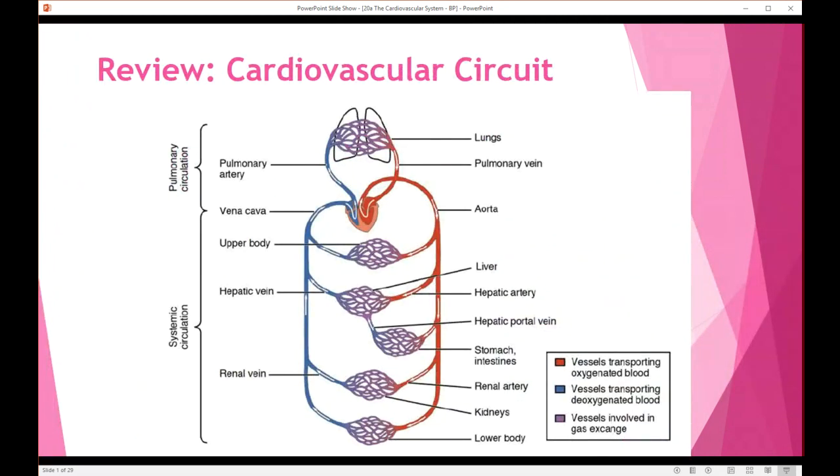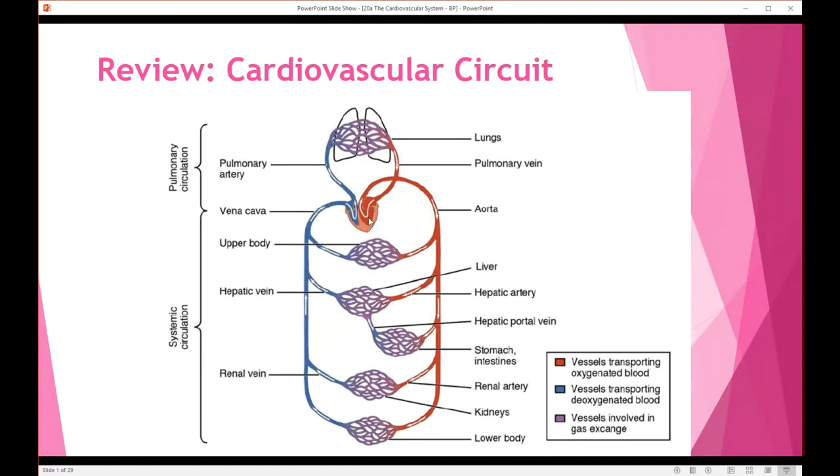So let's just review really quickly our cardiovascular circuit. So the heart sort of in the center, right? And when we get that deoxygenated blood in from the vena cava, it has to go through the pulmonary artery to the lungs so that it can get oxygenated through a capillary bed within the lungs, and then down through the pulmonary vein to go back to the left side of the heart.